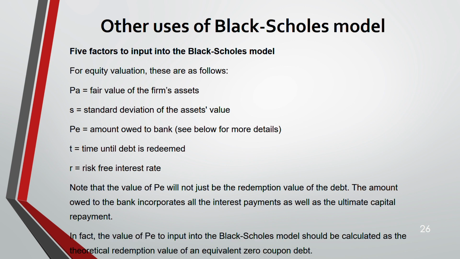Calculation and all will not be asked. The value of exercise price, that is PE, should be calculated as the theoretical redemption value of an equivalent zero coupon debt. It's there in your textbook. You can go through the calculation part, but I don't think it will be so important for your exam.